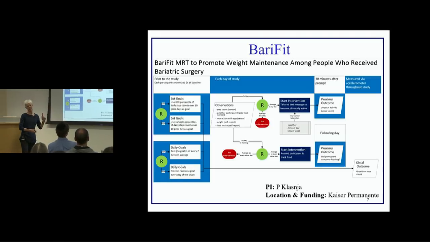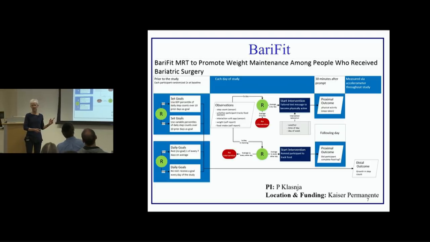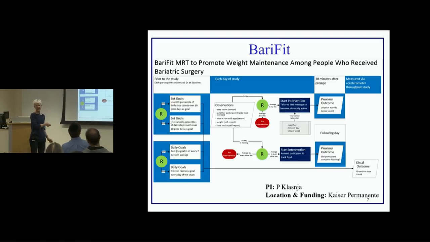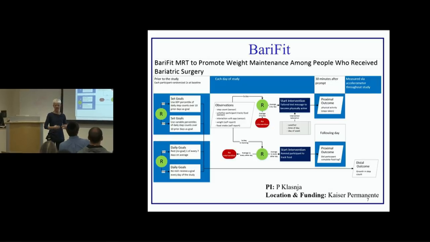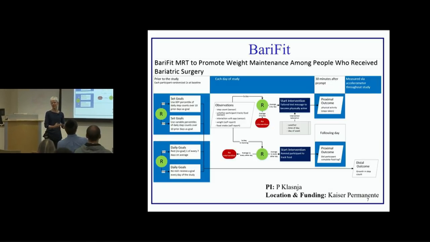So you see already the multiple time scales here. Two factors that are at baseline, one factor that's every day, and then another factor that's within a day, multiple times per day. Each one targets different rewards, different near-time outcomes. Of course, the whole outcome, at the end of the day, you want people a year later to have managed their weight successfully. So there's a distal outcome always.